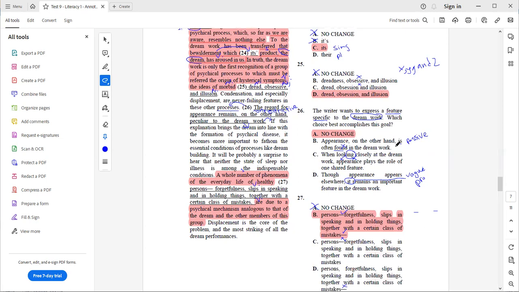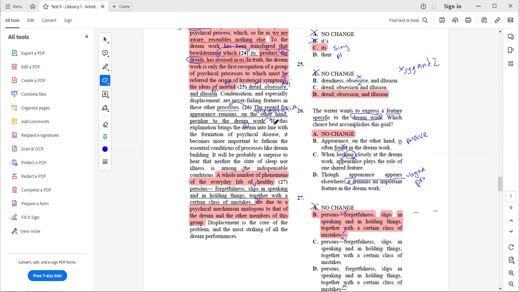Okay, so the writer wants to express a feature specific to the dream work, which choice best accomplishes this goal? Okay, when a question like that comes, what are you going to do? We will read the sentence before and the sentence after. But also there are keywords in the question. Like you said, I need a feature specific to dream work. Okay, let's read before and after and take care of the feature specific to dream work. Please read, Marshall Ziad. Condensation and especially displacement are never failing features in these other processes.